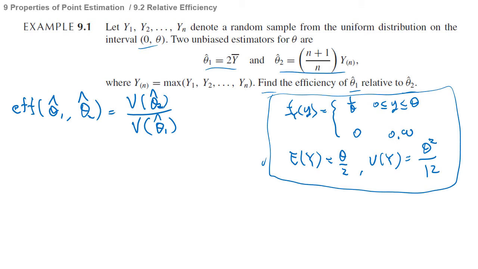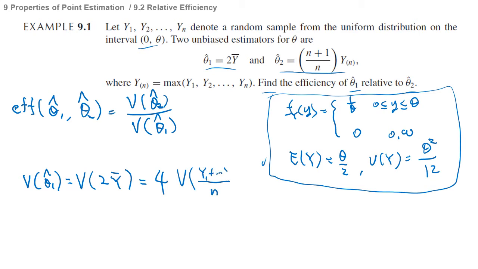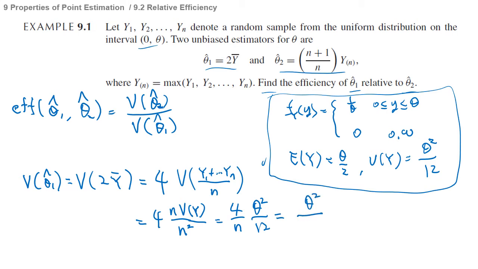And the first thing is to calculate the variance of zeta 1 hat. So the variance of zeta 1 hat is the variance of 2 y bar, and this is 4 times the variance of (y1 plus ... plus yn) over n. Since n is constant, this is n square, and since y1 to yn are independent, we have n number of variances of y, so this is 4 over n times the variance of y, and the variance of y is theta square over 12, so this becomes theta square over 3n.